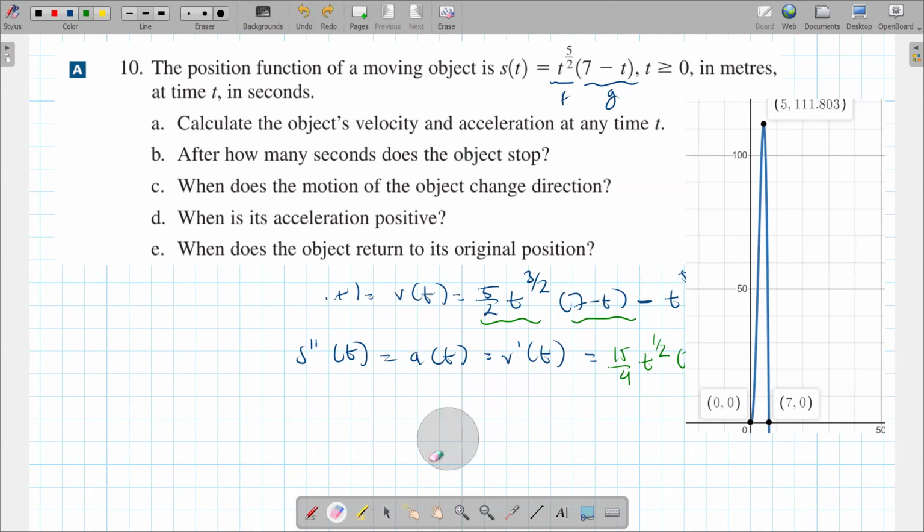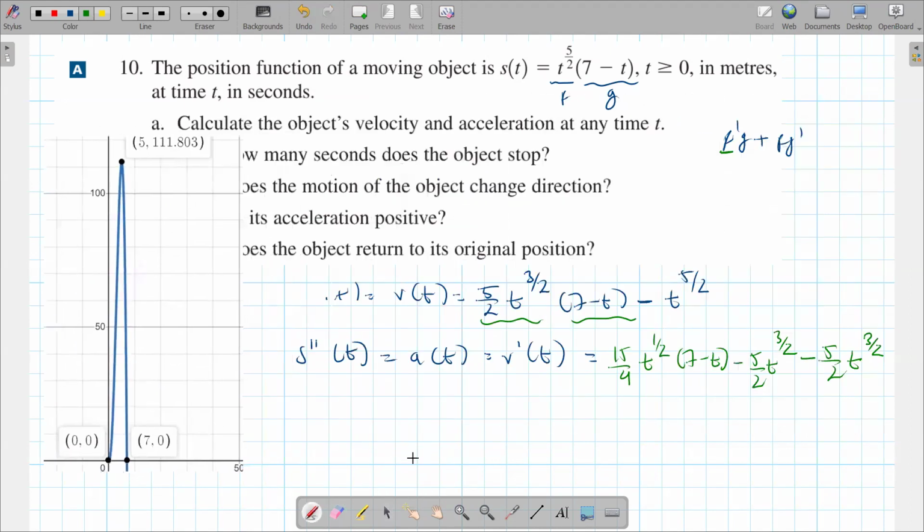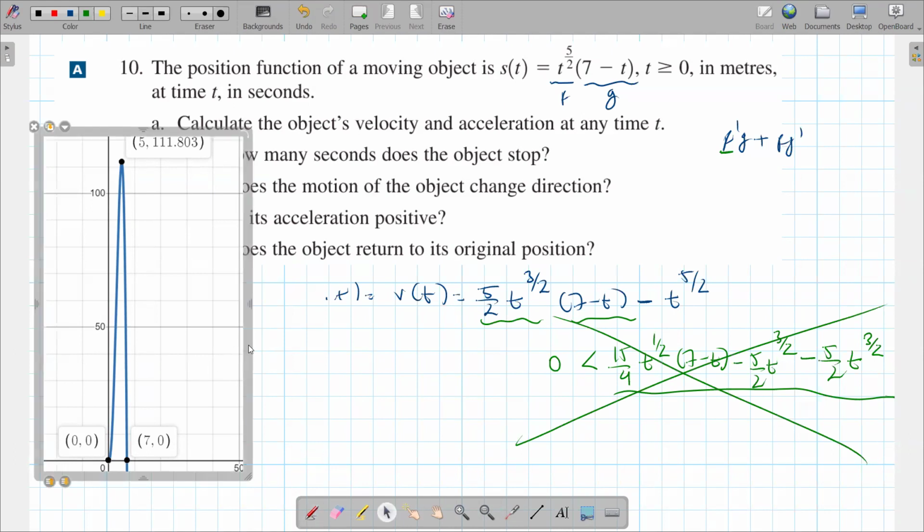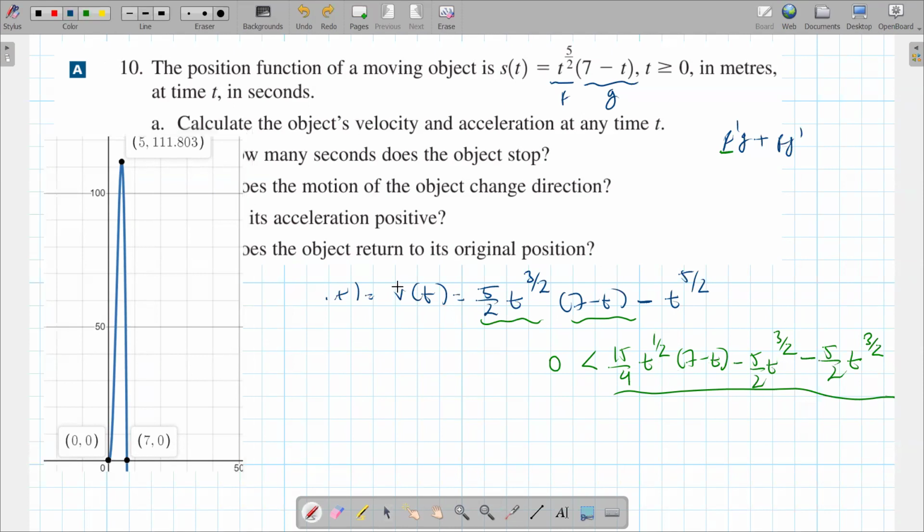I guess what we could do is we could set, this is our acceleration function. We could set an inequality like this and try to solve for t. I'm not doing that. That'll be way too complicated. Trying to solve for t there. Would it be though? Yeah, it would. Actually, I see something. Still would be tricky. No, I didn't see it. So now the question is, when is the acceleration positive?